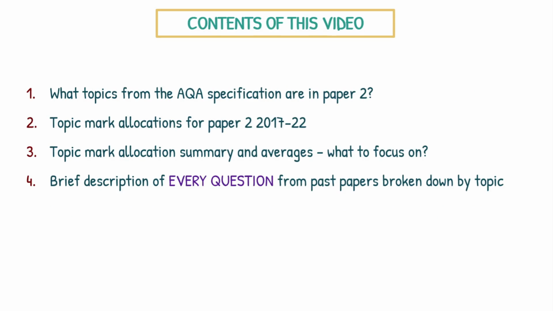So there's going to be 4 sections to this, right? Section 1 is going to be what topics from the AQA specification are in paper 2. I'm going to break down and look at all the topics you need to be aware of from the specification. Then we're going to look at a paper by paper breakdown for all the topics that are allocated marks for paper 2. If you're a bit confused, no worries, I'll jump to that in a bit. Next up, we're going to look at the topic mark allocation summary and averages for all 6 papers, okay? So 2017 to 2022, and what should you primarily focus on?